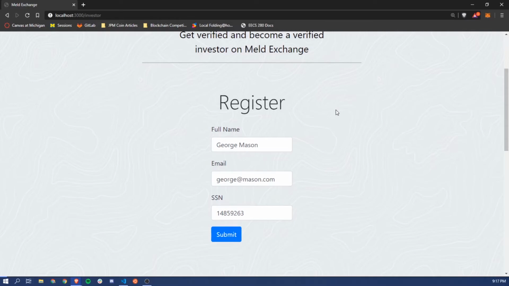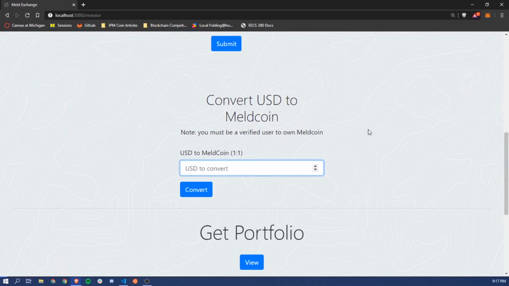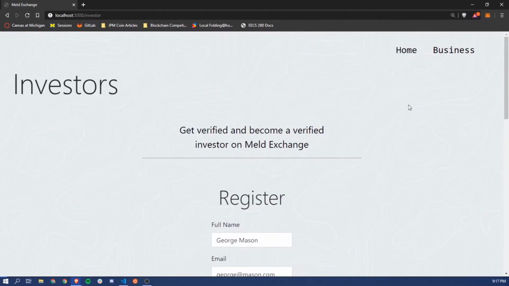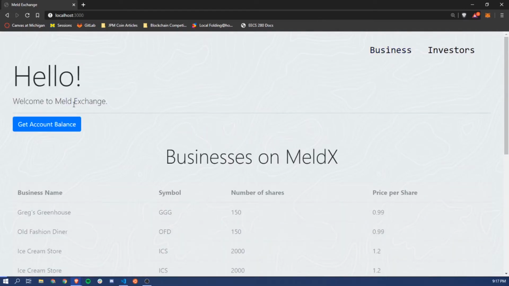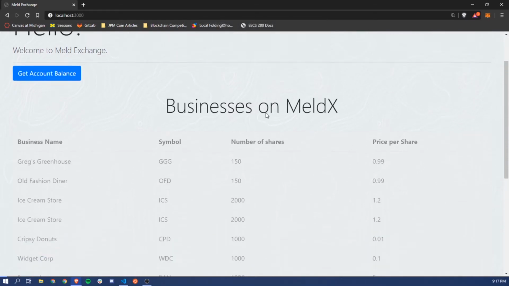Now we're successfully registered and we want to input some money into this account. Let's say we want $2,000 and we convert $2,000 into Meld coin, and that's just effectively minting Meld coin from the contract onto our specific address. Then if we go to the home page and view our account balance now, we have $2,000. And we're all fine and dandy.